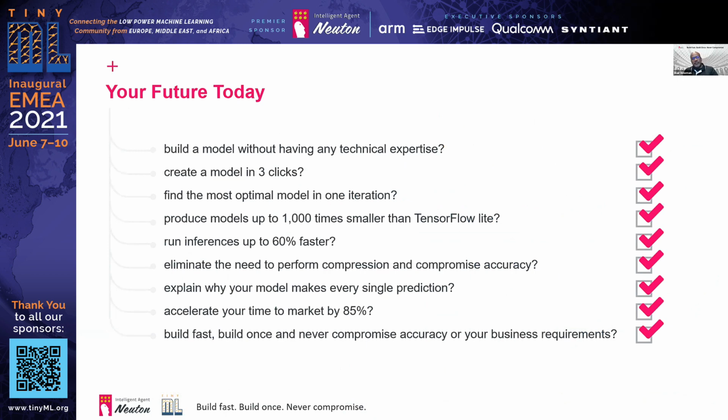Now, beginning to summarize, at the beginning of the discussion, I began to highlight a number of different what ifs. And some of those what ifs were, can you build a model without having any technical expertise? Can you create a model in just 3 clicks? Are you able to build an optimal model that is compact and accurate in one iteration? Are you able to produce models that in some cases are 1,000 times smaller than what you are using today with TensorFlow Lite? How can you be enabled to run inferences up to 60% faster? Eliminate the need to perform any compression techniques without compromising accuracy. Explain how you can make and understand every single prediction. And of course, accelerating your time to market.